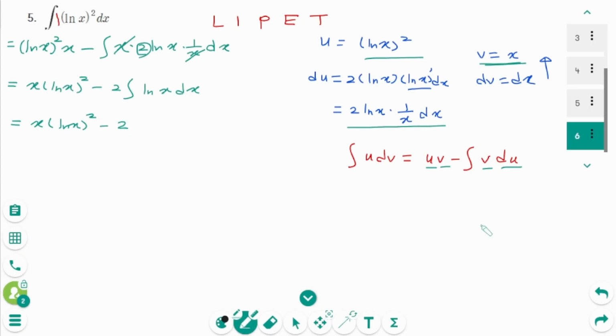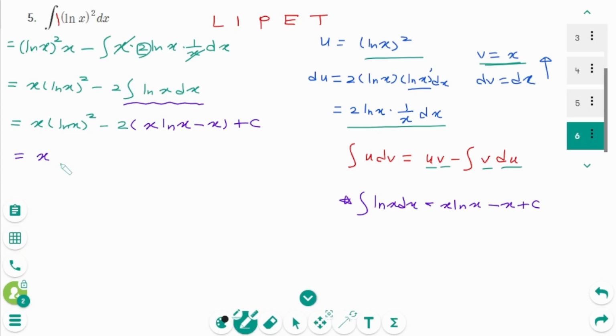Since we have solved question 3, we already know the answer. The integral of ln x dx equals x ln x minus x plus c. Then back to the original. The integral of ln x dx is x ln x minus x plus c. The final answer is x ln x squared minus 2x ln x plus 2x plus c.